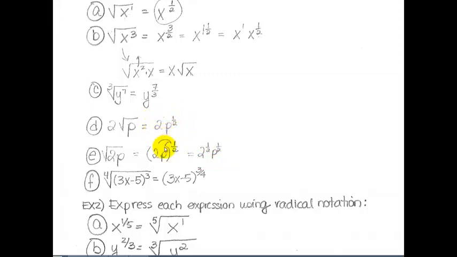Okay? Alright, the next one we're going to do is the fourth root of 3x minus 5, raised to the third. Basically what's inside the radical is the 3x minus 5, the power is 3, and the root is 4. So basically the whole idea here today is about changing radical form into exponent form. Okay?